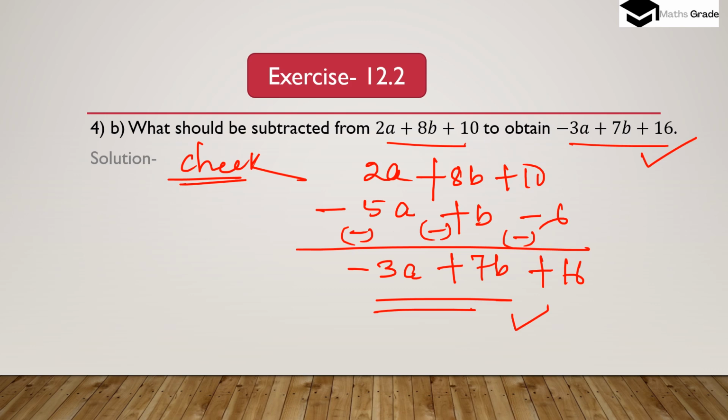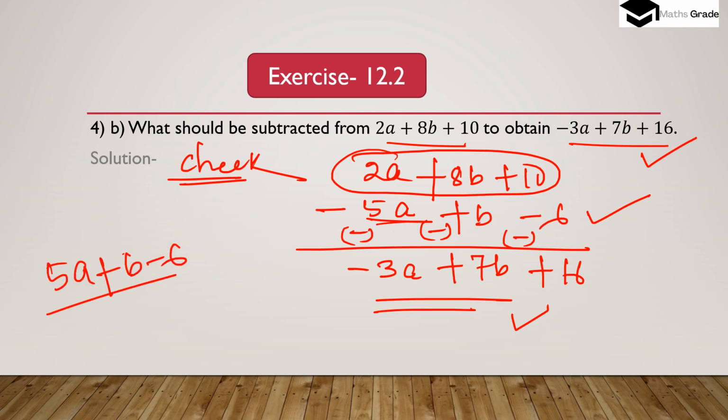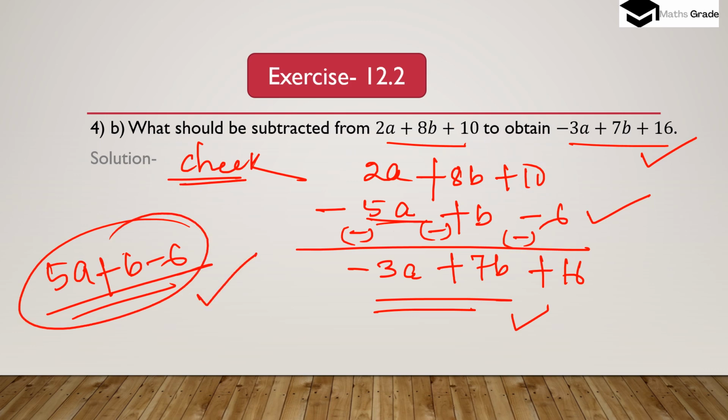So the algebraic expression which should be subtracted from 2a plus 8b plus 10 to obtain minus 3a plus 7b plus 16 is 5a plus b minus 6. This is the answer. So the algebraic expression which should be subtracted from 2a plus 8b plus 10 to obtain minus 3a plus 7b plus 16 is 5a plus b minus 6.